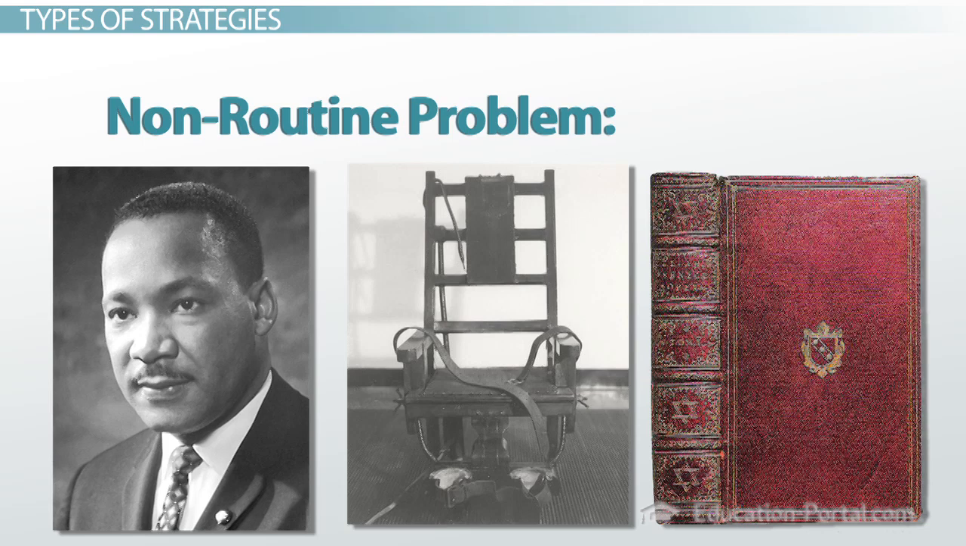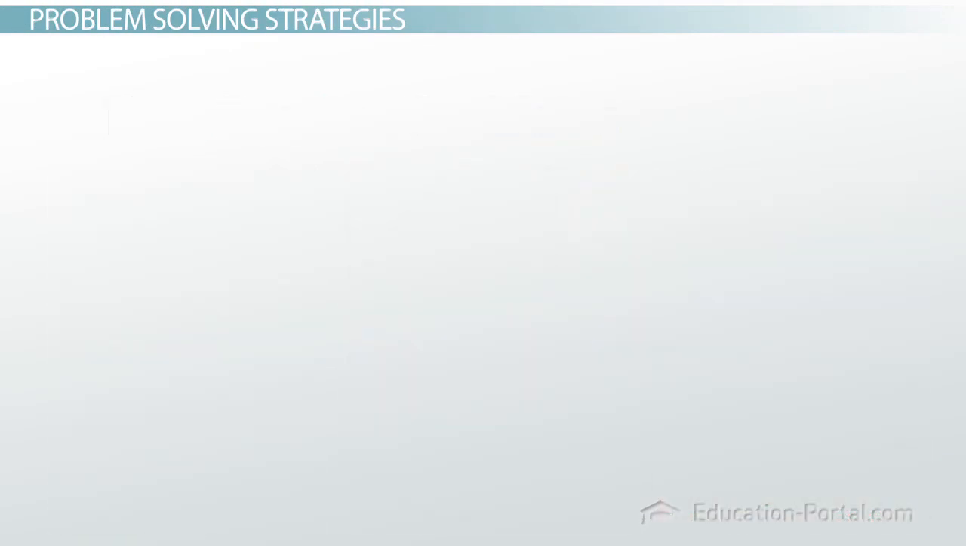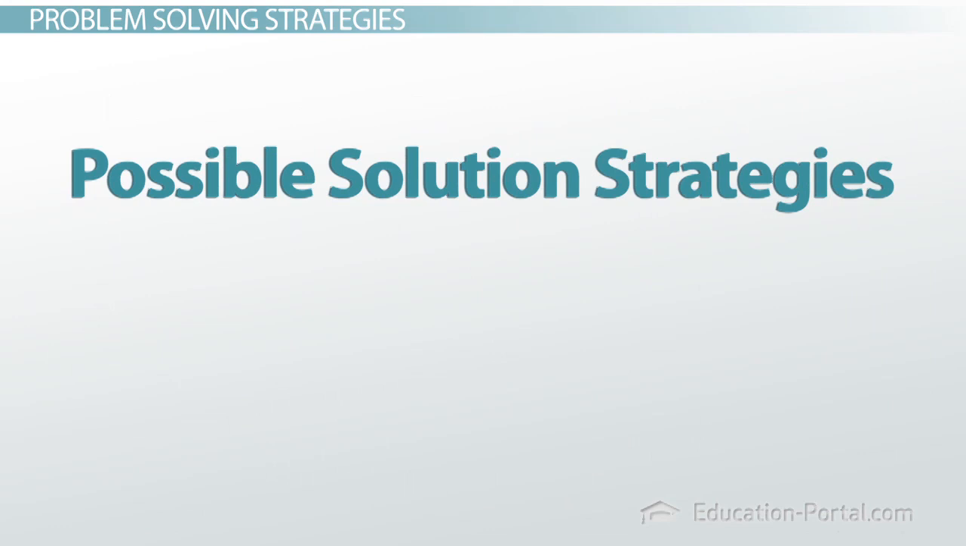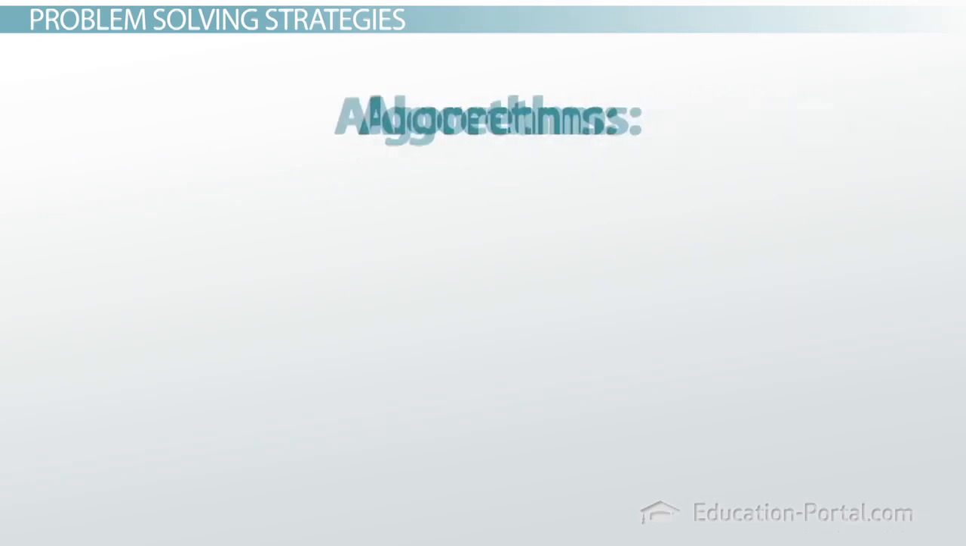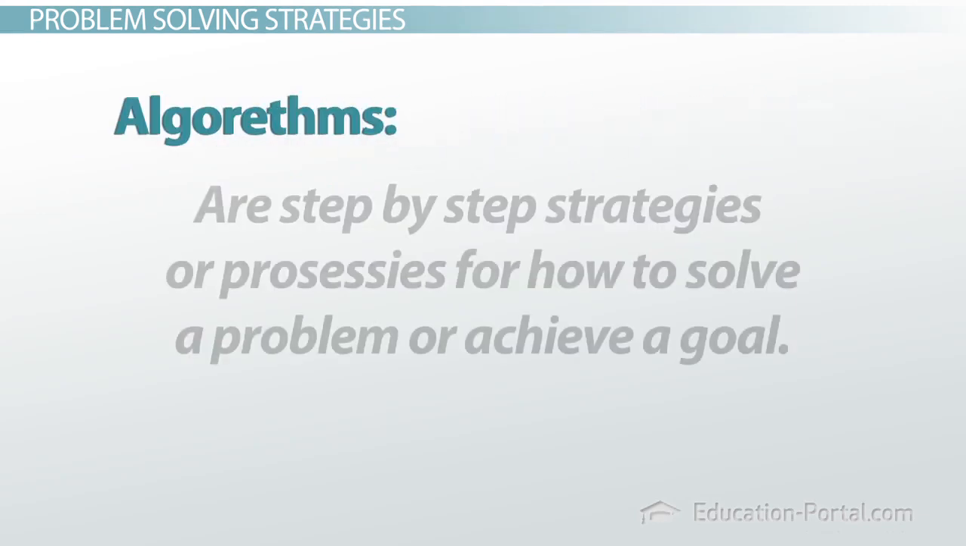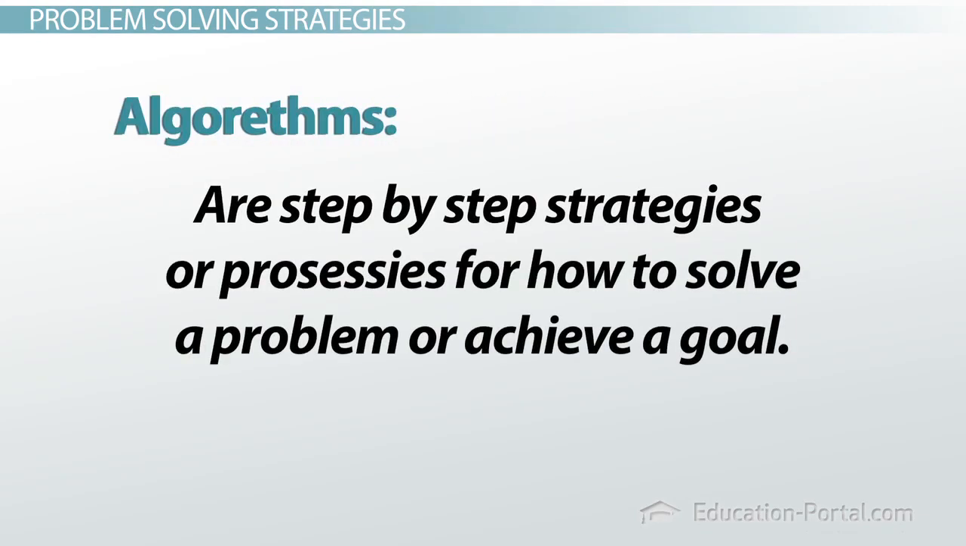Let's talk about problem-solving strategies now and go over several possible options. Depending on the type of problem, you have a lot of options regarding possible solution strategies. In this lesson, let's start with solutions that are common strategies for well-defined or routine problems. The first strategy you might try when solving a routine problem is called an algorithm. Algorithms are step-by-step strategies or processes for how to solve a problem or achieve a goal.